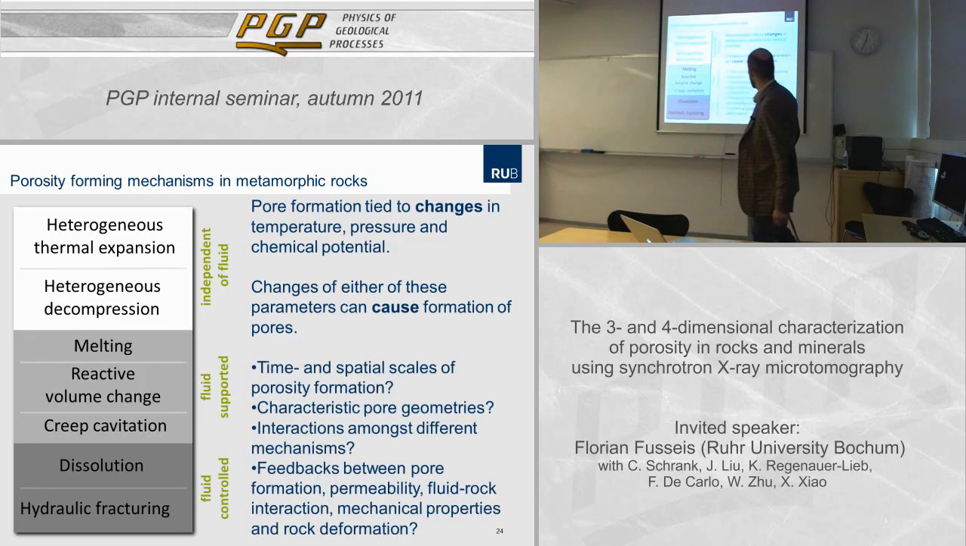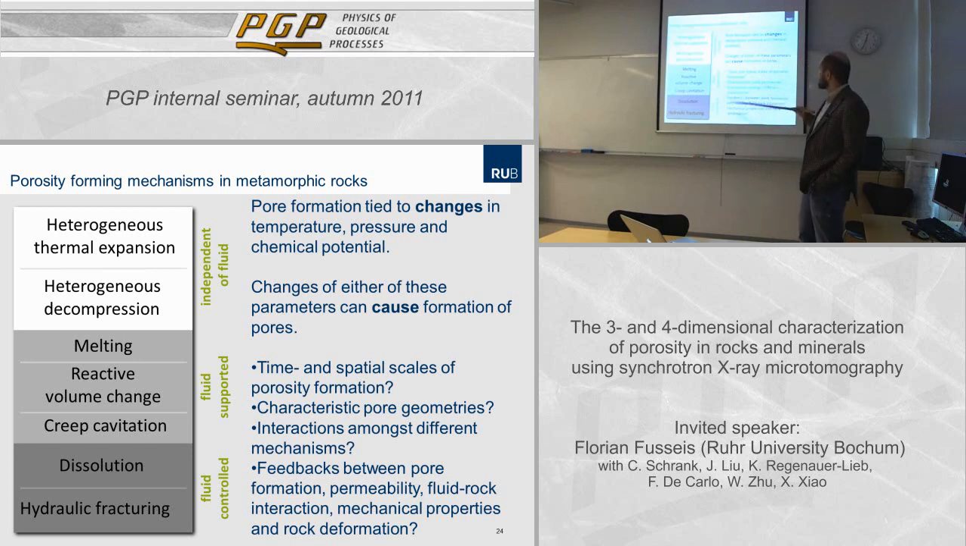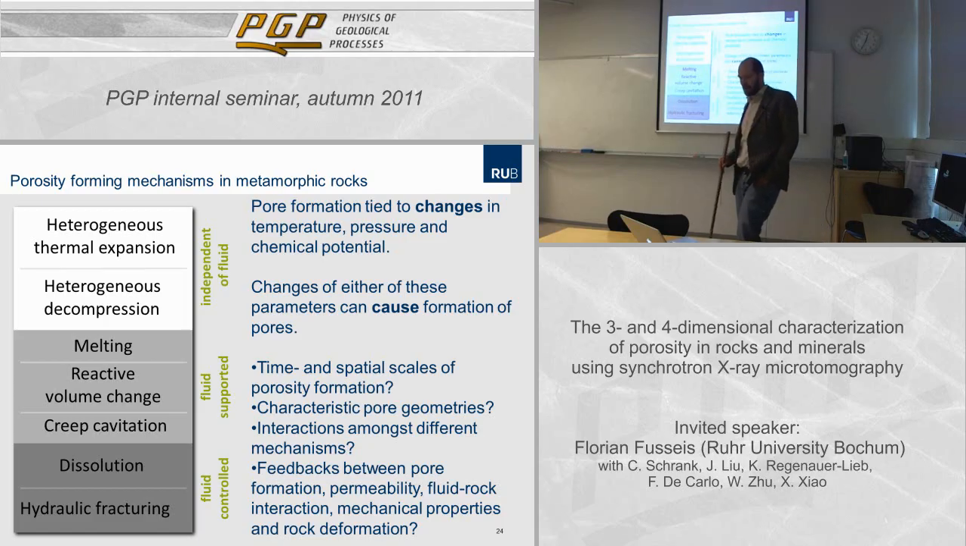Now, a question that arose for me from that: what are the time and spatial scales of all of these mechanisms? How important are they? If we look at a piece of metamorphic rock and investigate its PTT evolution, how do we fit all of that in? On what scales? How relevant are these? And are they related to particular pore geometries? We know, particularly from a mechanical point of view, that it makes a difference if the pore being formed is isometric or a crack-shaped pore. Are they interacting? And what are the feedbacks between pore formation, permeability, fluid-rock interaction, the mechanical properties, and rock deformation? So that's a wide field that I'm not going to dive into.